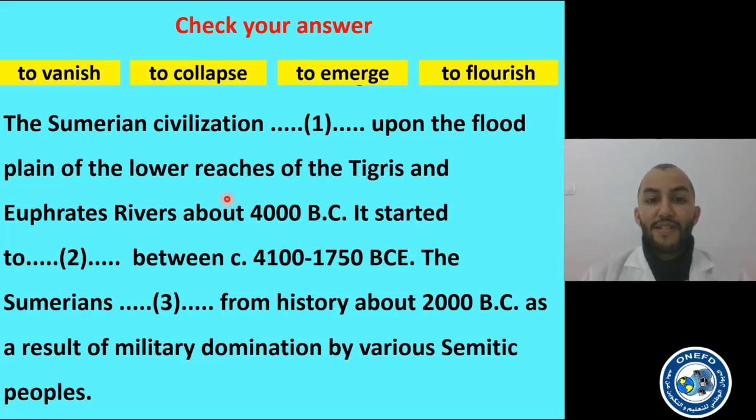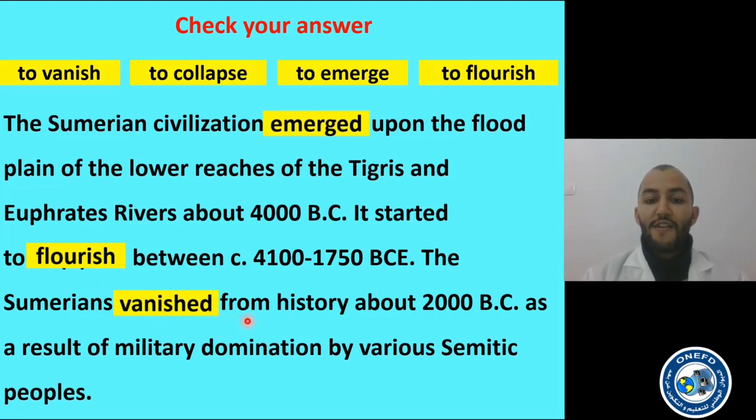Check your answer. So now let's check your answers. Okay, let's start. The Sumerian civilization emerged upon the floodplain of the lower reaches of the Tigris and Euphrates rivers about 4000 BC. It started to flourish between 4100 and 1750 BCE. The Sumerians vanished from history about 2000 BC as a result of a military domination by various Semitic people. Is that okay? Well done. Let's continue.